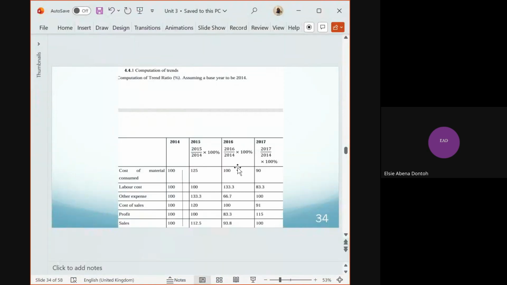What comment can we make here? You can see that for cost of material consumed, it increased in 2015, reduced, and then reduced further in 2017. For labor costs, it was stable from 2014 to 2015. They didn't see any significant increase, but in 2016, it increased by 33.3%.